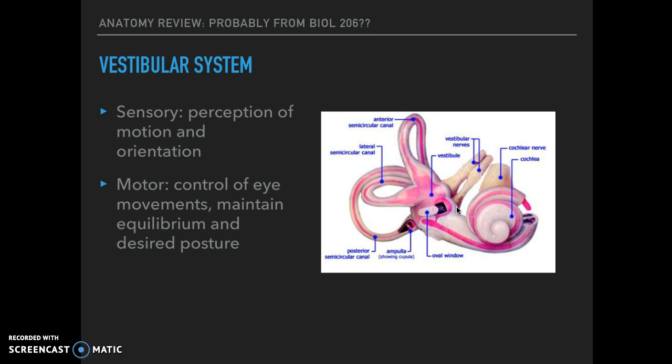Our vestibular system has both a sensory and a motor function. It is involved in our perception of motion and our orientation of where we are in space. It also controls our eye movements, our maintenance of equilibrium, and our desired posture. So it's both sending off sensory signals and also controlling motor function. That's one of the reasons it's called an ocular motor screening.